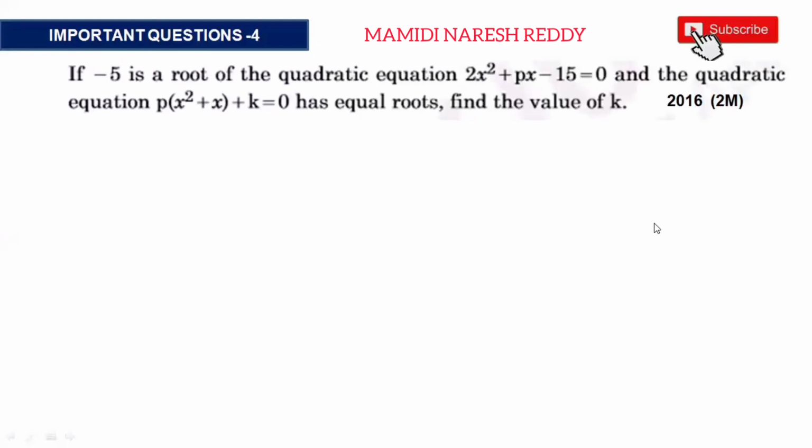Right, children. So this is the most important question, the fourth question. If minus 5 is the root of the quadratic equation 2x² + px − 15 = 0, and the quadratic equation p(x² + x) + k = 0 has equal roots, find the value of k. So, my dear friends, this question we got in the 2016 paper for 2 marks.